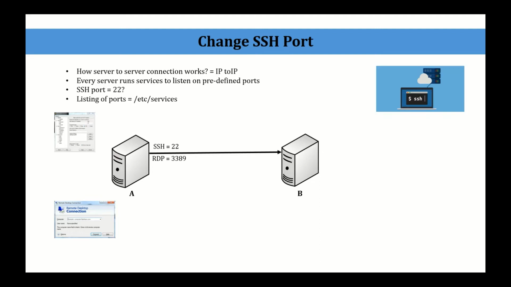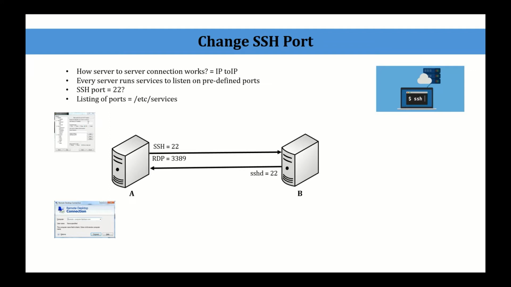remote server, server B. Now server B says, hey, I got the request and you are trying to connect to me using port 22. Let me first see if I have an SSHD service running that is listening on port 22. And it says, yes, I do have SSHD running and it is running on port 22. Perfect. Go ahead and establish a session. Session is established. Everything works.